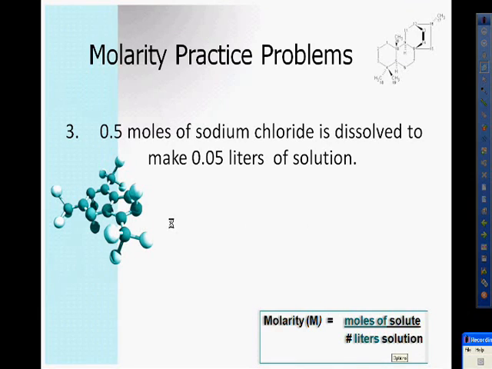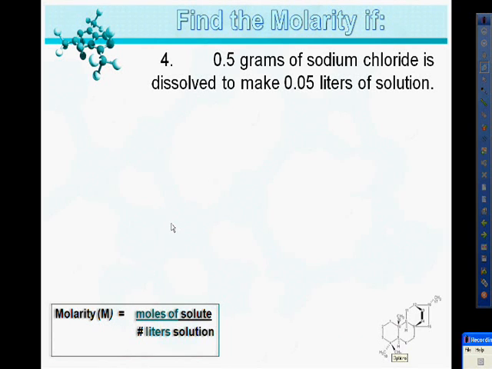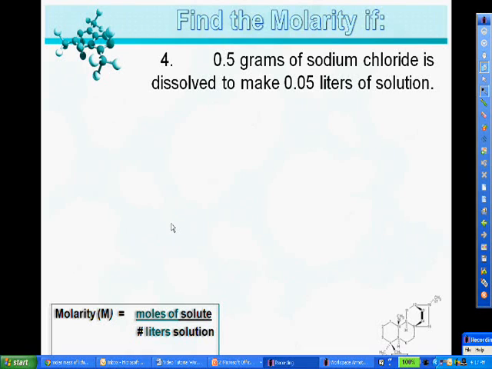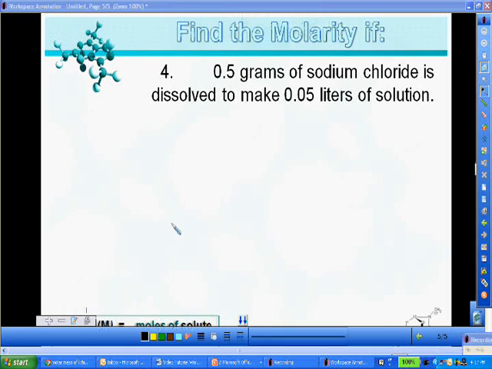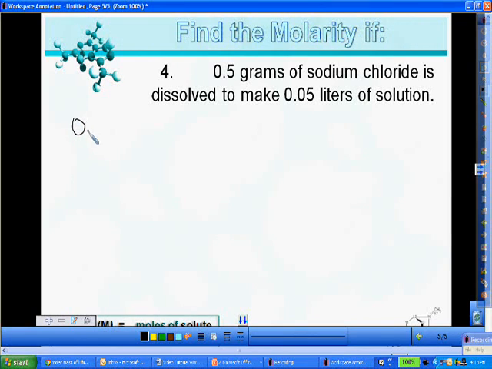Moving on to the next one. Number 4: 0.5 grams of sodium chloride is dissolved to make 0.05 liters of solution. So in this case, we're not given moles, but we have to have moles of our solute to be able to find the molarity. The good thing is we have learned how to convert grams to moles long ago, and so it's a real simple conversion. We are going to start with our 0.5 grams of sodium chloride.